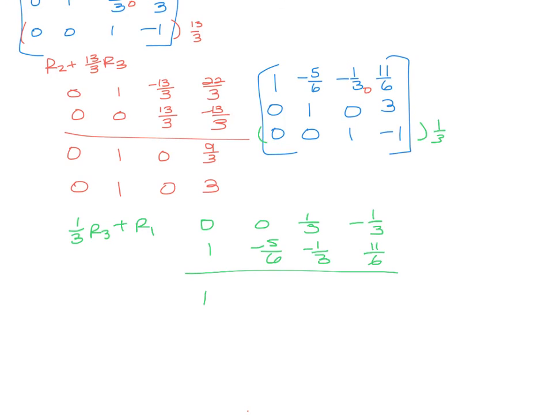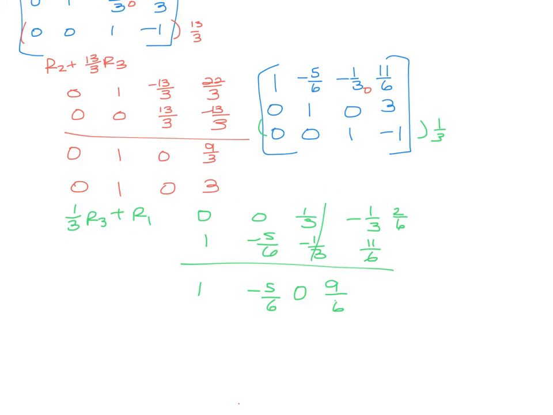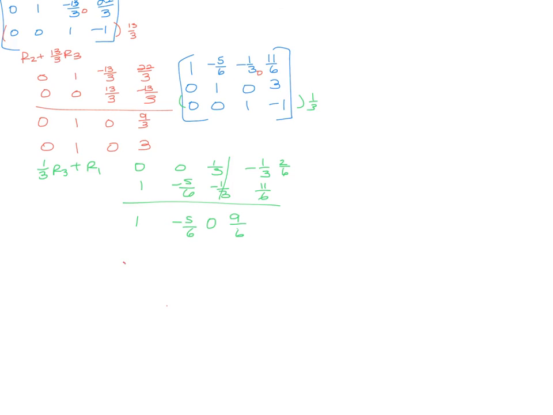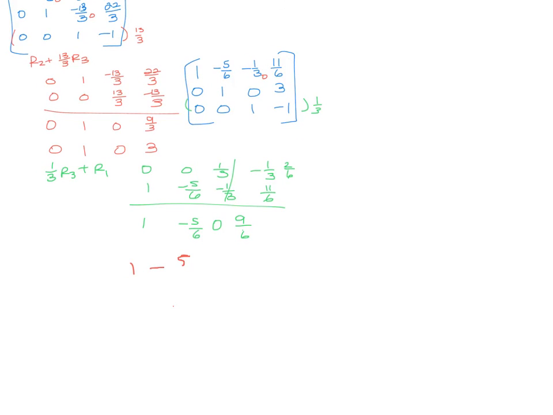I get 1, negative 5/6. These cancel. This would be 2/6, negative 2/6 plus 11/6, which is 9/6. That's going to take the place of row 1. So row 1, 1, negative 5/6, 0, 9/6, which is 3 halves. Middle row 0, 1, 0, 3, and 0, 0, 1, -1.